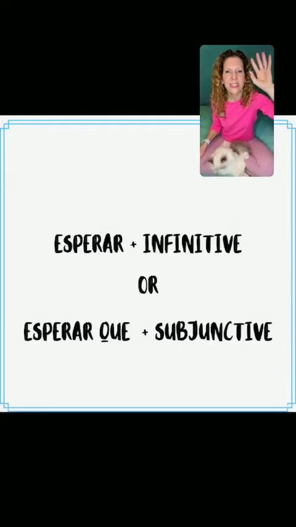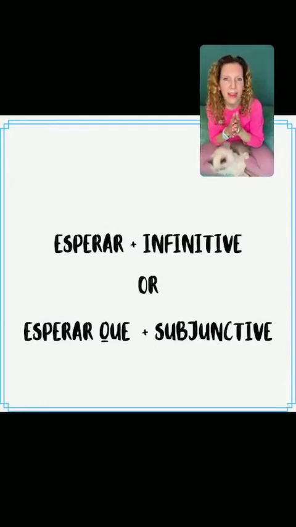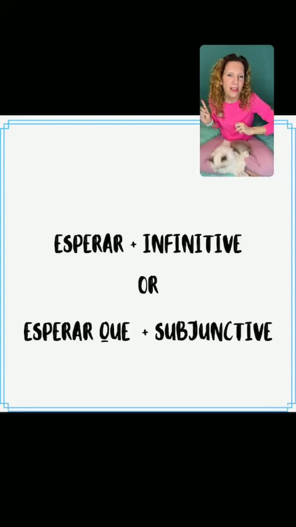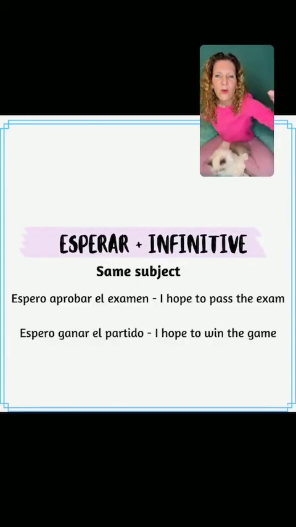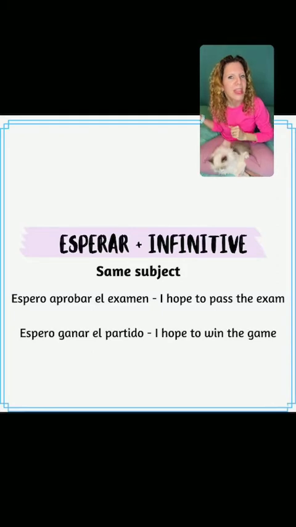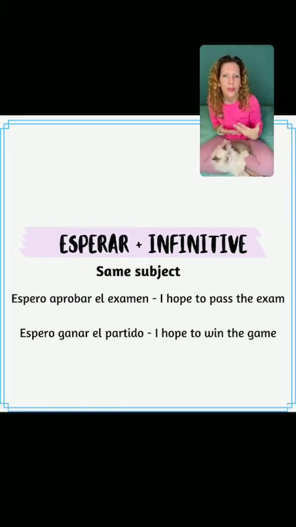Okay, so we're going to study esperar. Esperar can be used with infinitive or with subjunctive. So when do we use esperar with infinitive? We use it when it's the same subject. So, yo espero aprobar el examen. I hope to pass the exam, as it's the same subject. Espero aprobar. Esperar plus infinitive. Espero ganar el partido. I hope to win the game. Same subject plus infinitive.